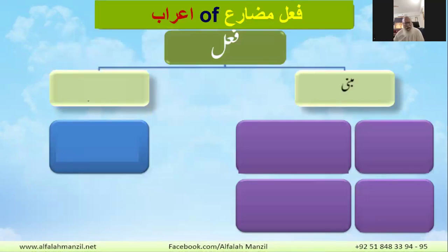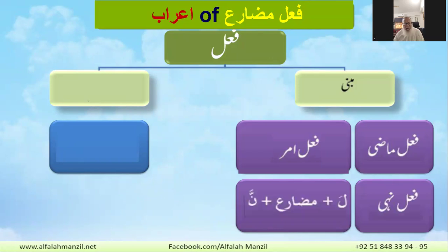You know, fi'l may be mabni, just like fi'l madi, fi'l amr, fi'l nahi, and the mudari with lam ta'kid. When they come, they are mabni. And it may be mu'arrab. Fi'l mudari is mu'arrab except with lam ta'kid and nun mushaddad.